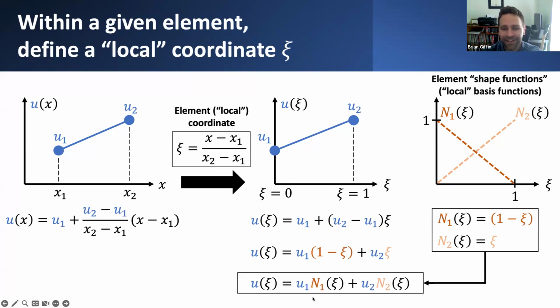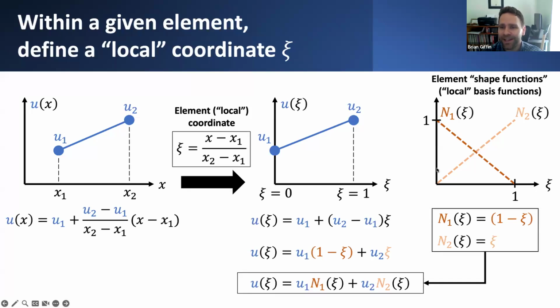So I now have our function represented in terms of some coefficient u1 times the basis function n1 plus u2 times the second basis function. And these two basis functions actually have a special name in the context of finite elements. These are the so-called finite element shape functions, which are nothing more than the basis functions isolated to the particular element of interest and expressed in terms of the element's local coordinate system, xi. So these basis functions, when you plot them over the element's local coordinate frame, look kind of like this.